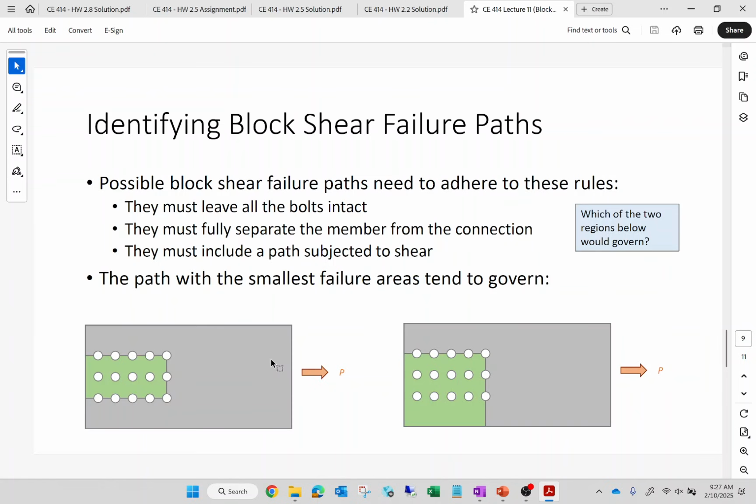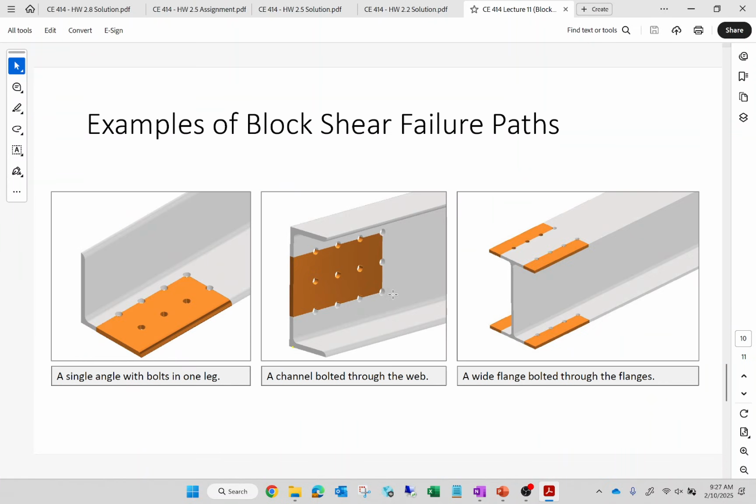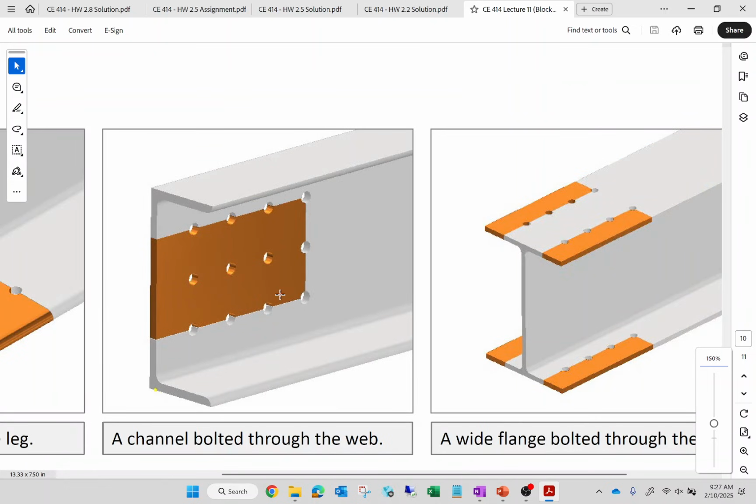So I gave you an example right here. Keep in mind that whenever we're discussing things in this class, what I want to do is spend most of our time talking about practical connection applications. Okay? For example, could I come up with a problem where I have channels with bolts through the flanges? Yeah, I could come up with it, but is anybody going to do that in the real world? Not really. If I gave you a channel and I said bolt it to something, chances are you're going to bolt it through the web. That's what's going to happen, right?